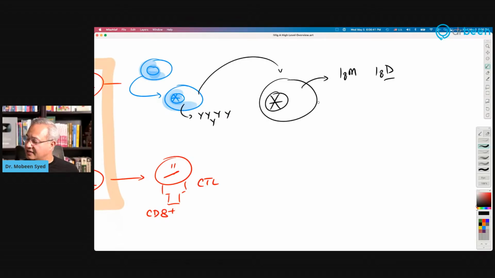Now this cell, again, this is not new. We've talked about it. Some copies of this cell will be stashed away, will be put in a filing cabinet as the memory cells. But most of the time, the memory cells are of the IgG type.